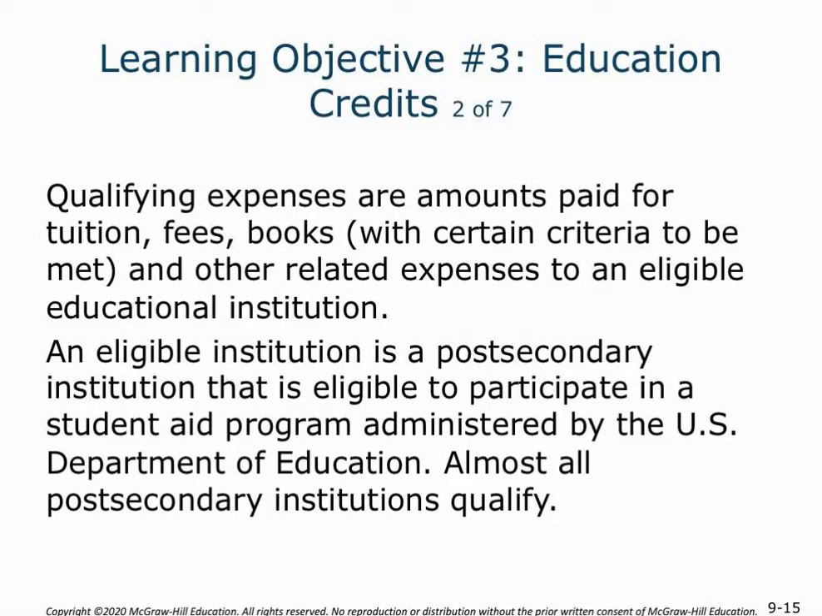So what's going to qualify as expenses? It's going to be the amount paid for tuition, fees, and books, with certain criteria met here. Essentially, these have to be required by the institution and typically paid through the institution. So if you go to the campus bookstore and buy a book that is required for the course, and you wouldn't be able to complete the course without the book, then that's still going to be included as a qualifying expense.